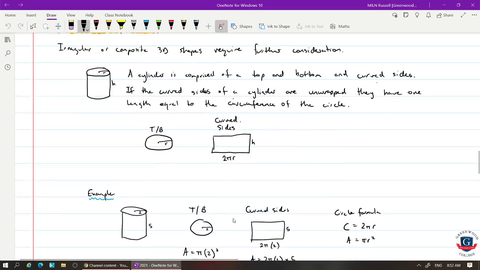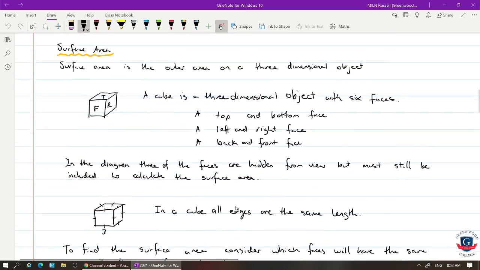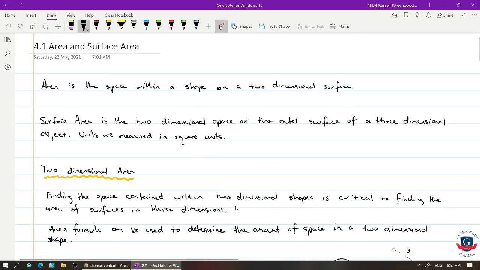Now, surface area can be quite difficult. So if there's some concepts of this that you're finding hard, have another watch. And I highly suggest doing some more practical examples.